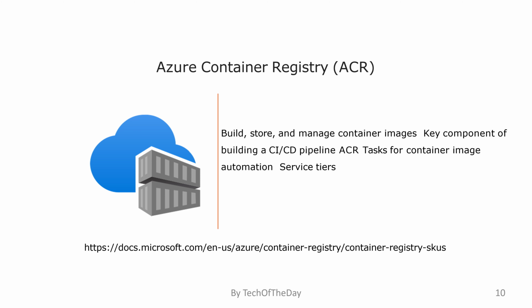The last concept of ACR that I want to introduce here is that there are several service tiers. Basic, standard, and premium are the current service tiers. As you move up in the service tier, you will gain more performance, image throughput, storage capacity, and also security and replication features. For more information on ACR service tiers, check out this link.